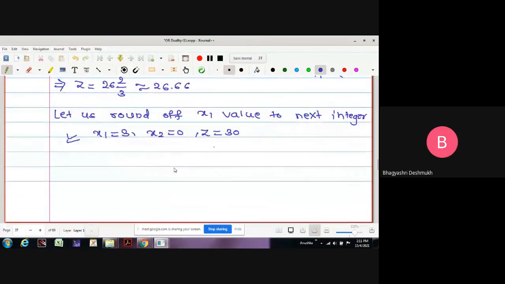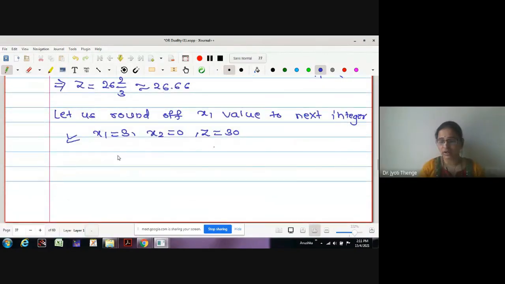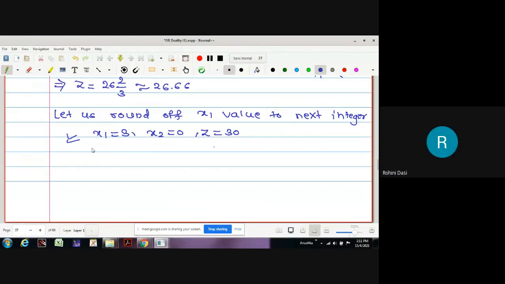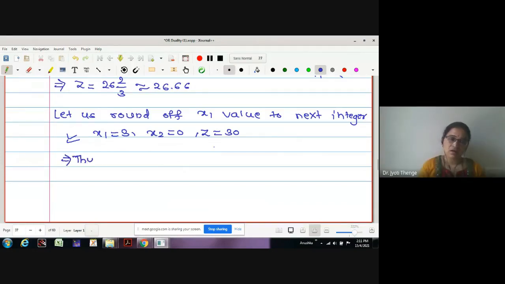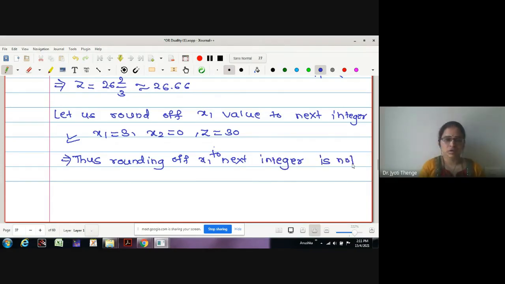No, ma'am. Because this is not a solution, correct? Yes, ma'am. Thus, rounding x1 to the next integer is not a solution actually, since it does not satisfy the constraint. So what is another alternative with us then?